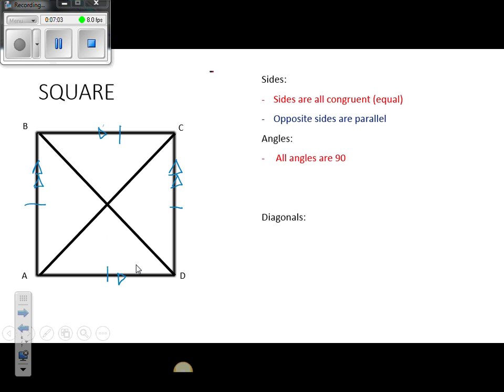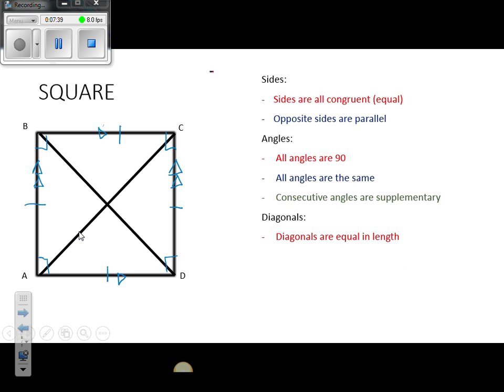The angles are all 90 degrees. So we have all 90-degree angles here. All the angles are the same because if they're 90, they're all the same. Consecutives are congruent and opposites are congruent. We also know that the consecutive angles add up to be 180. Well, if they're all 90, 90 plus 90 is 180. So it doesn't matter which 90 angle you take plus another 90, you're going to get 180 degrees.